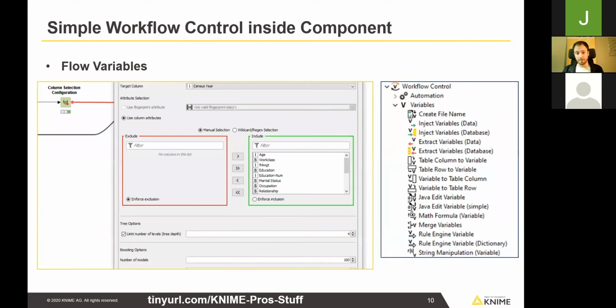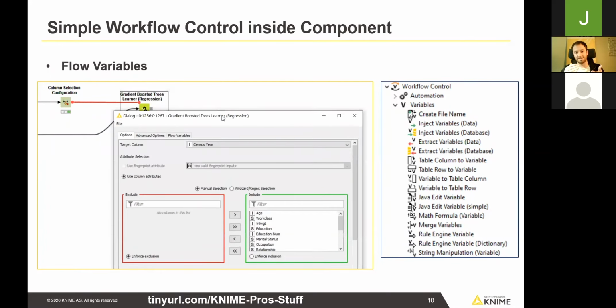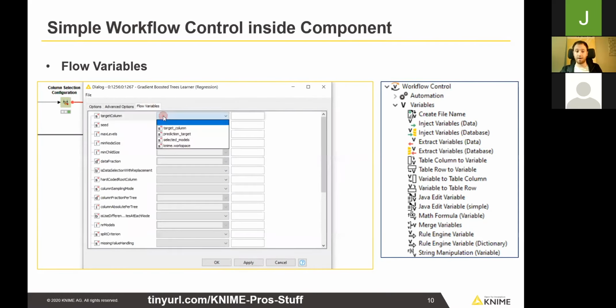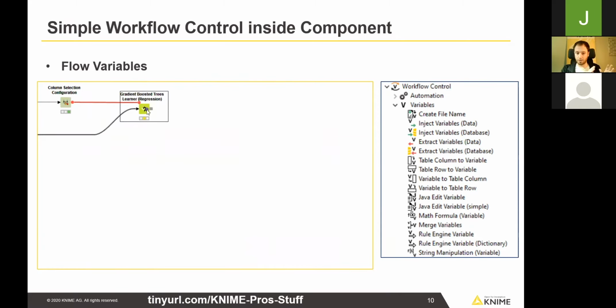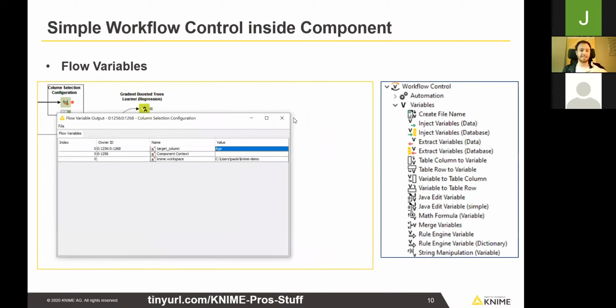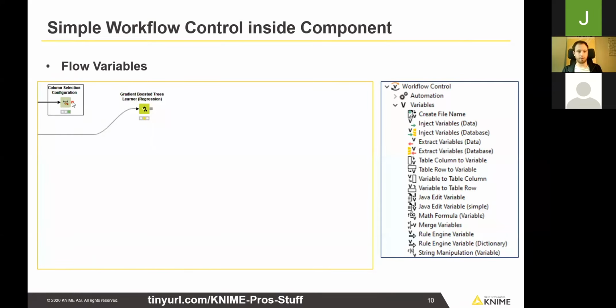You go inside the learner node. You can, yes, select it again, but ignore the target column drop down, because now you can go directly in the flow variable tab and select the target column. And from now on, it only matters what the configuration node exports in order to execute the learner node. This is just a sneak preview of how you can control the workflow with flow variables.